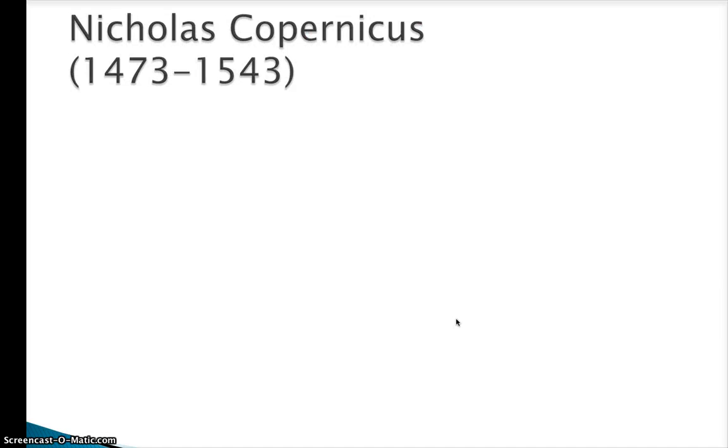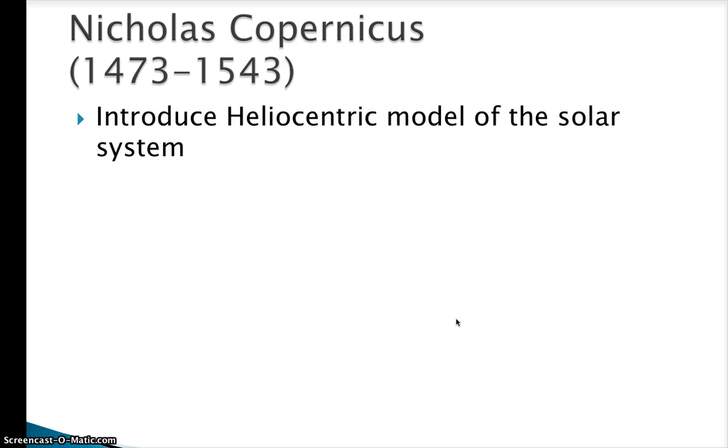So we move on to the next person who was very influential, which was Nicholas Copernicus. And Copernicus actually did introduce the heliocentric model of the solar system. He wasn't, of course, the first, as you probably read, but he was the first person where he introduced it. He was able to explain in some ways why it was superior, and it became more accepted.